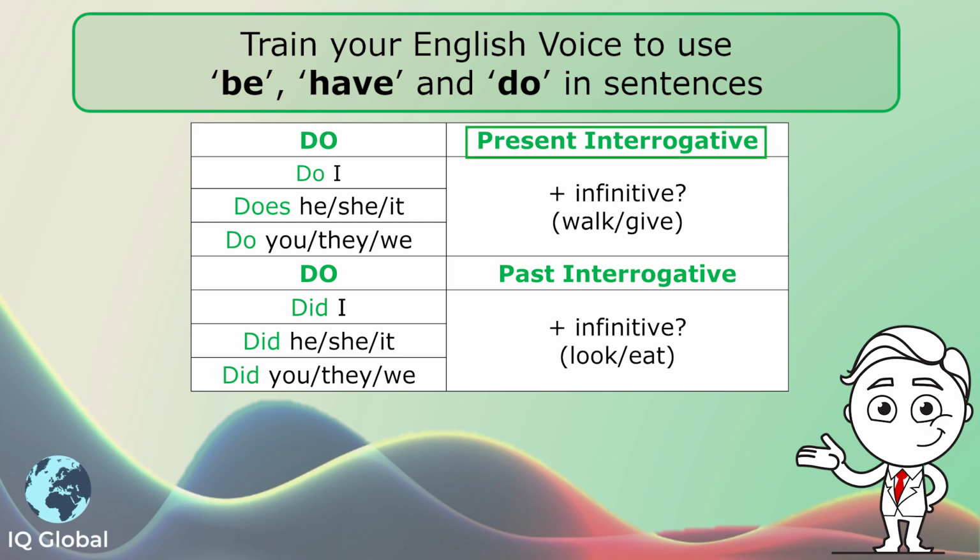In the present interrogative, do I, does he, she, or it, do you, they, or we, plus the infinitive, such as walk or give. The past interrogative, did I, did he, she, or it, did you, they, or we, plus the infinitive, such as look or eat.